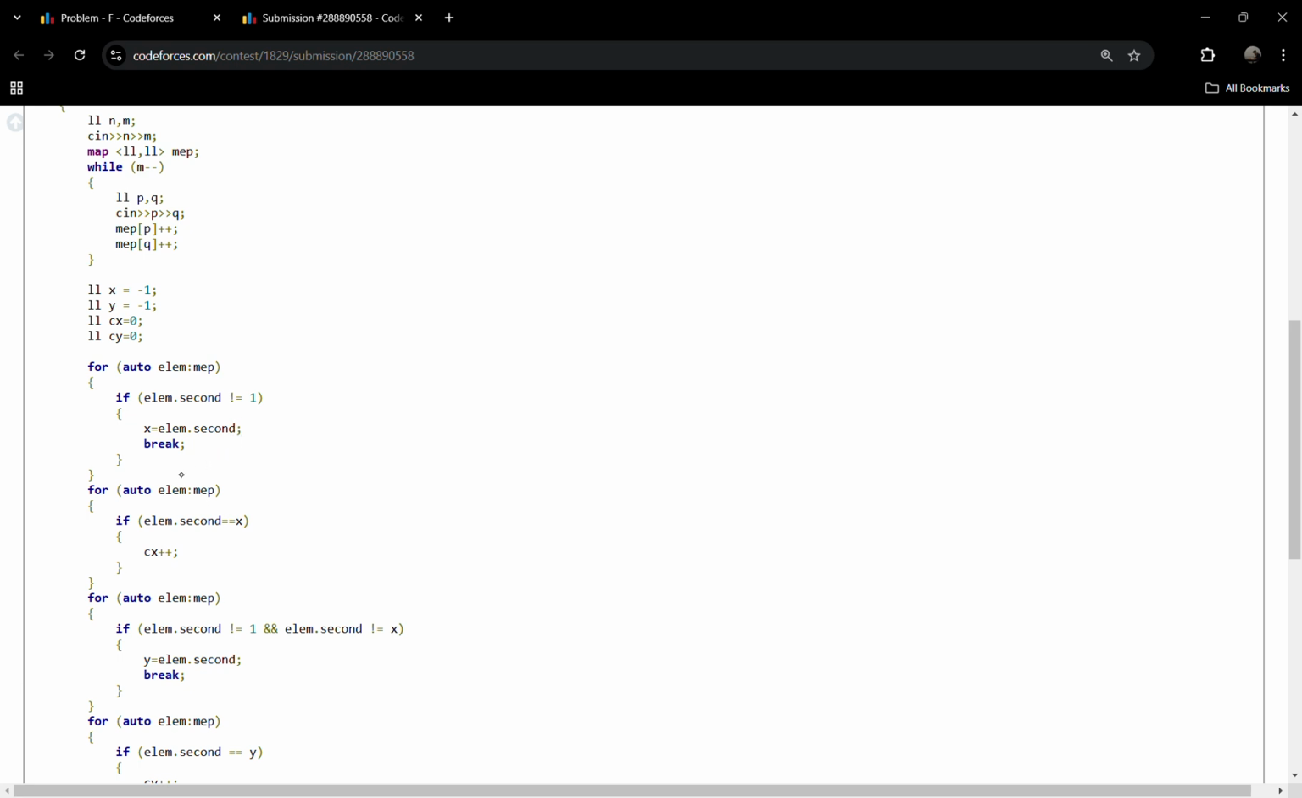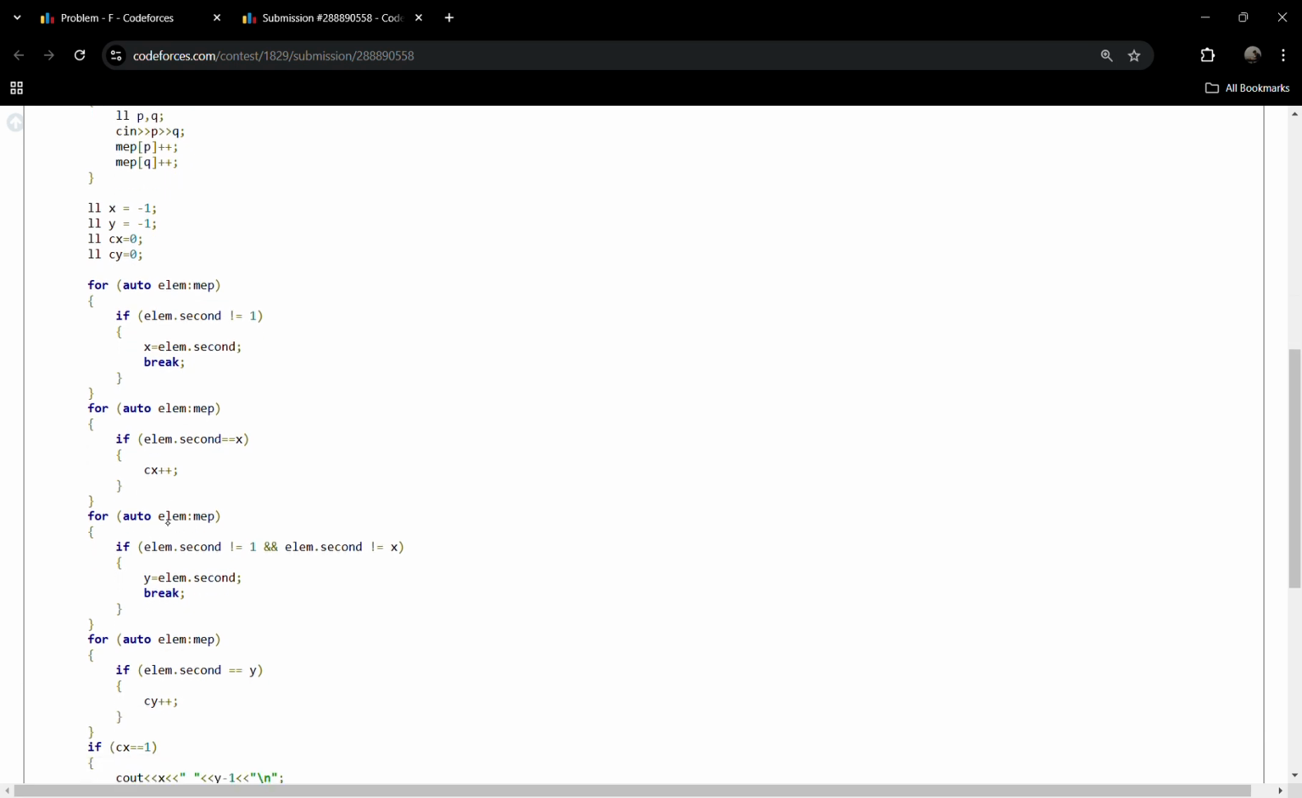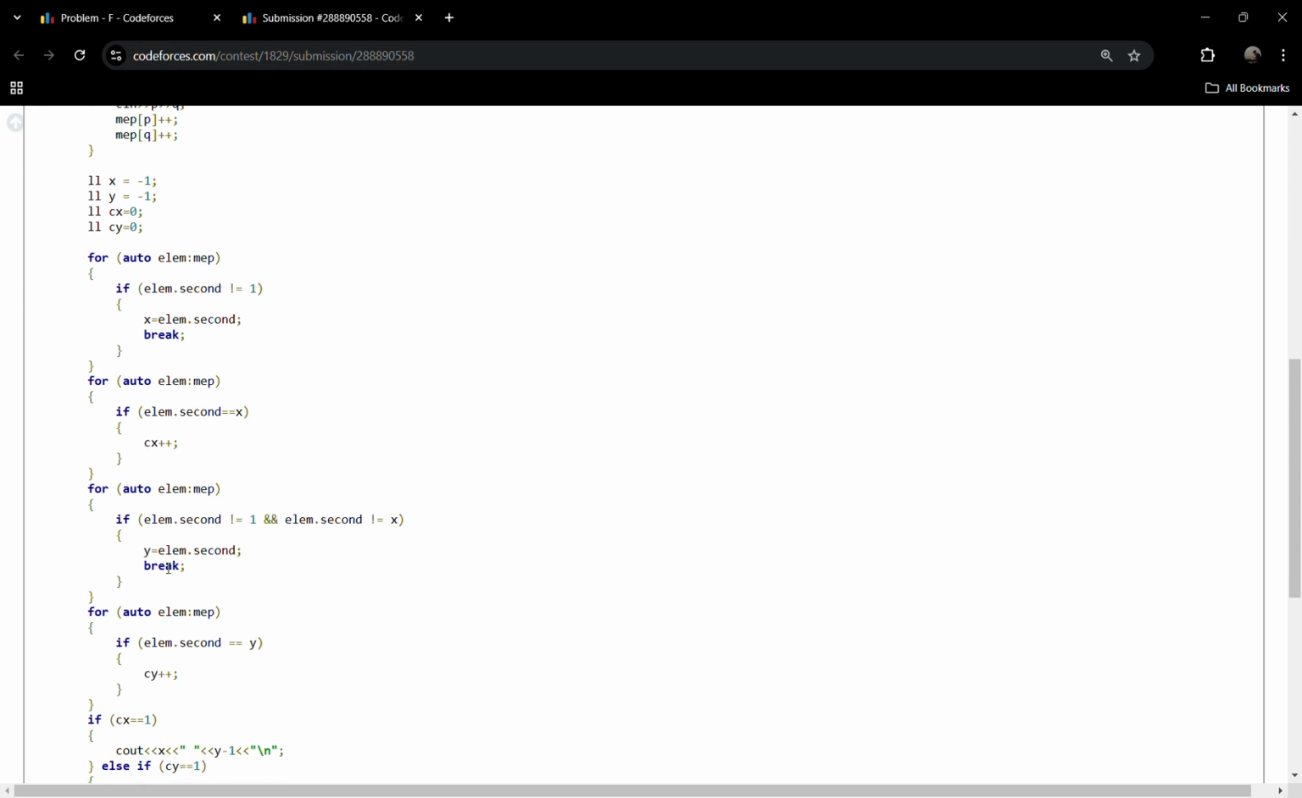So x is equal to elem dot second, then I'll break. Then for each element in the map, I'll count how many times x is present, and it is stored in count of x. Then again for y, I will iterate over the map, checking every element whose second part is not 1, meaning it is not a leaf, and element dot second is not equal to x. Not equal to x means we just have to check for y, right? So y is equal to element dot second and break.